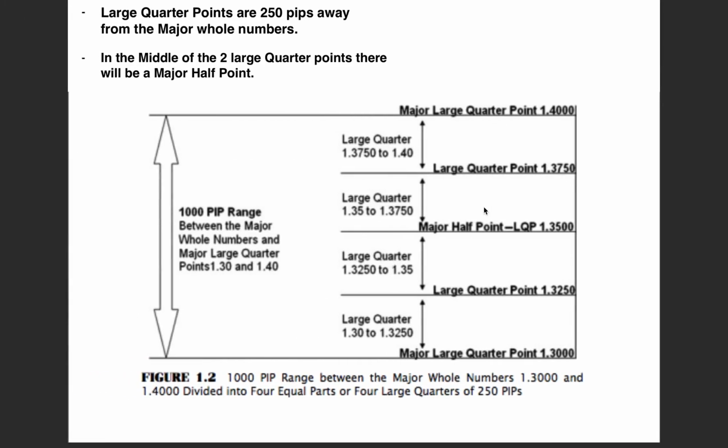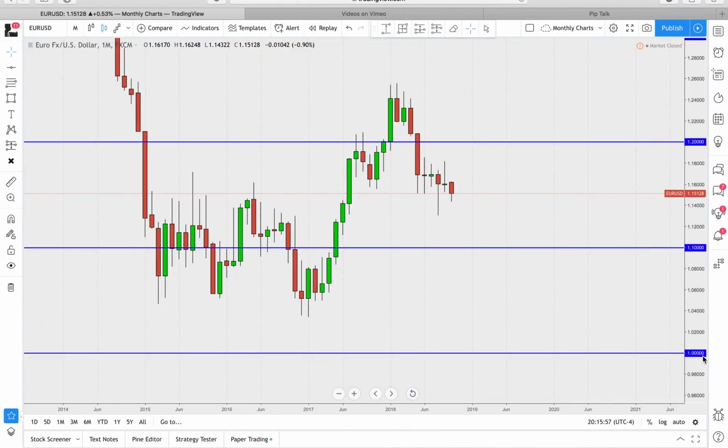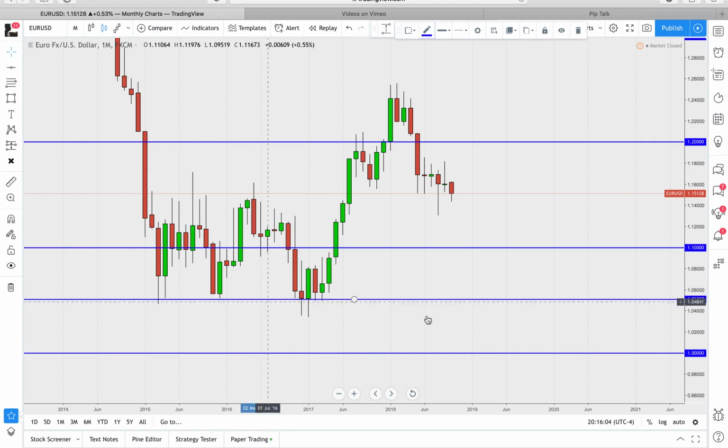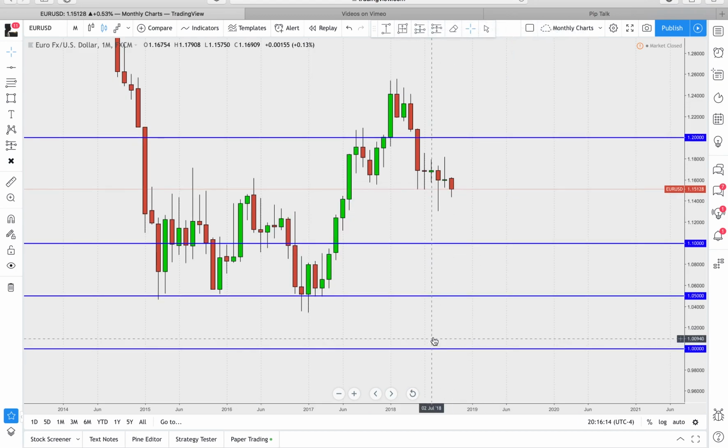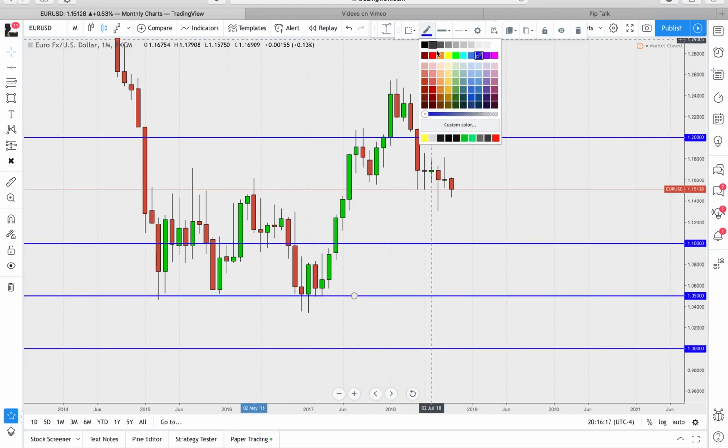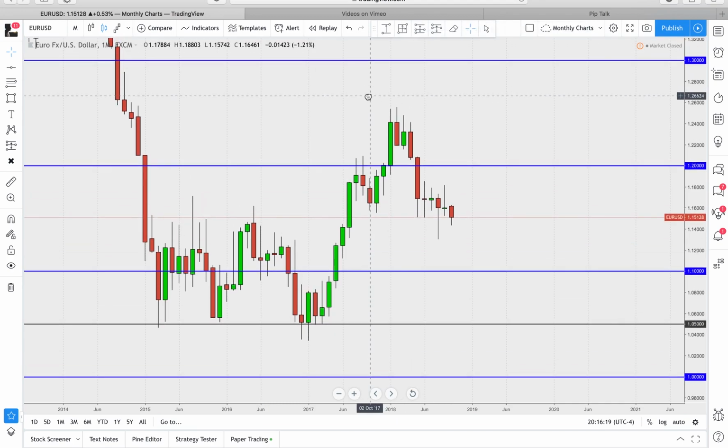Next, I'm going to draw the half points. The half point is the middle number between the major numbers. So a half point, we have 1.00 to 1.10. Half point, if you know your pips, that would be, again, the 500 pip mark at 1.05. So what I'm going to do is make this 1.05 flat. Let's make these black just so they differentiate themselves. The black lines will be our half points. The blue lines are our major whole numbers.